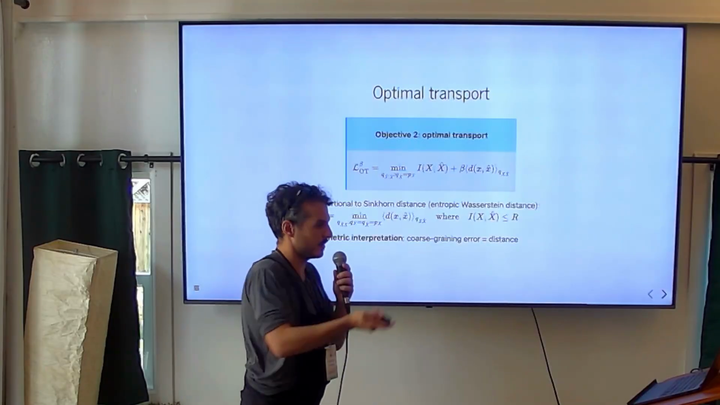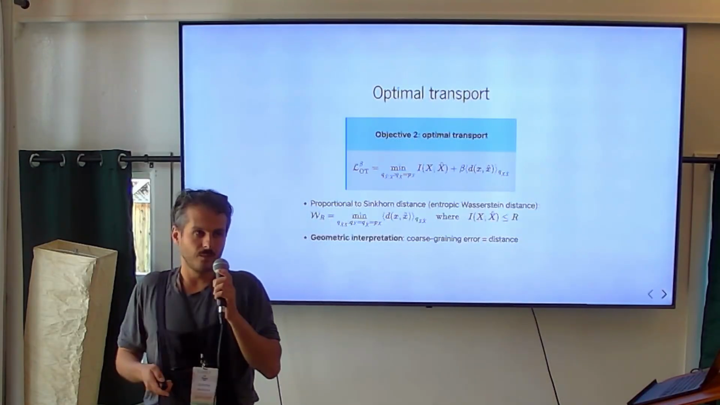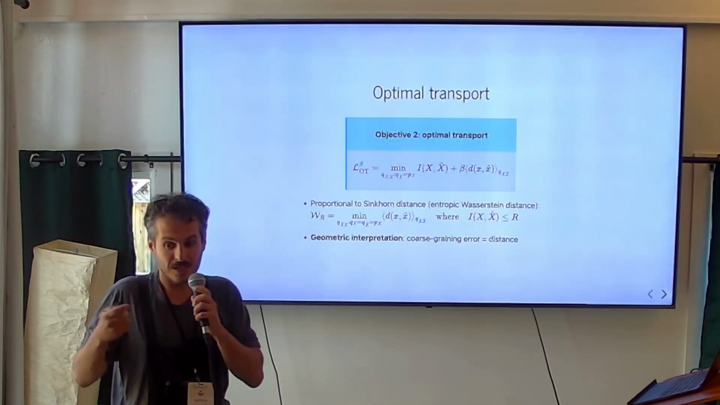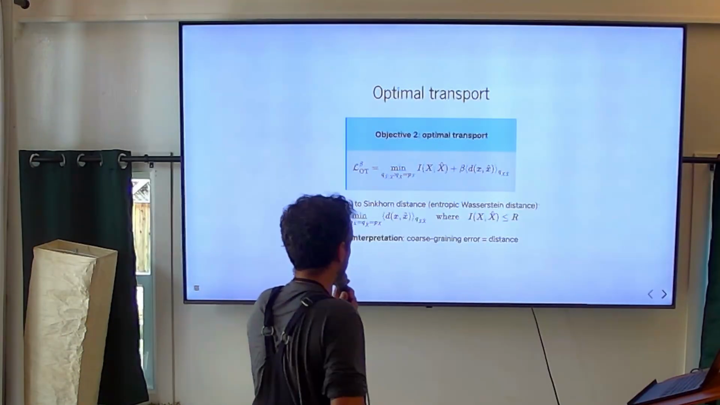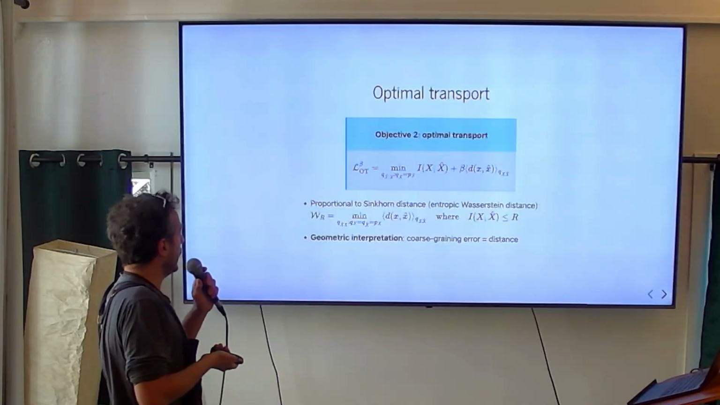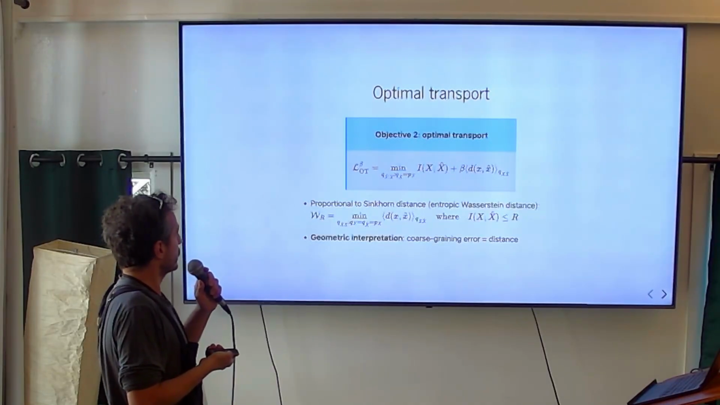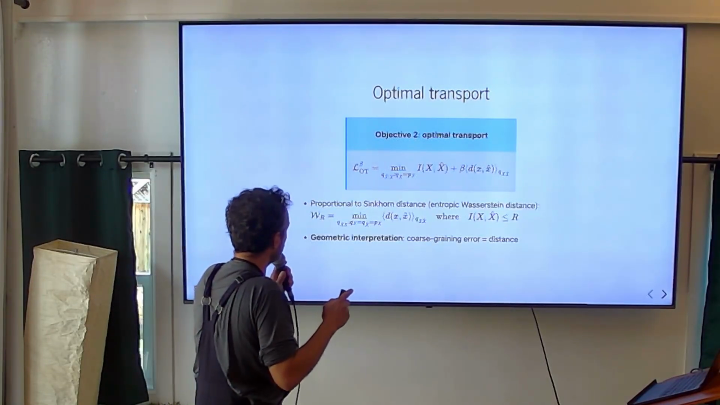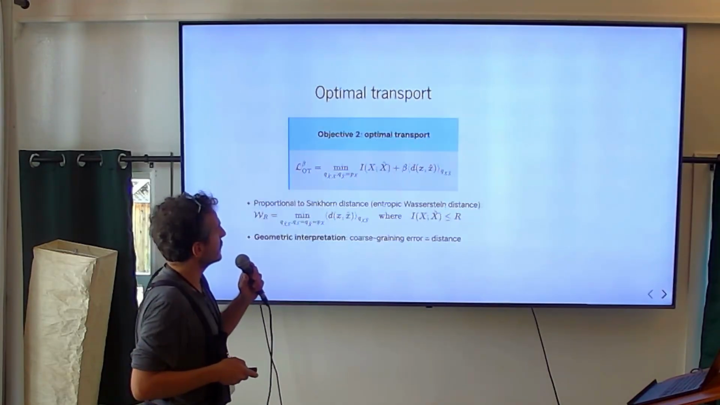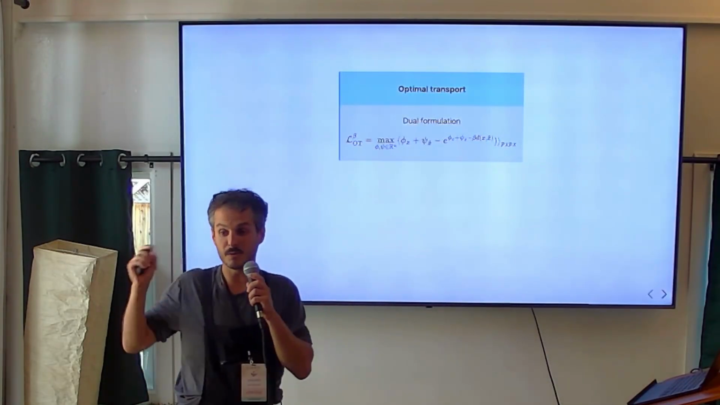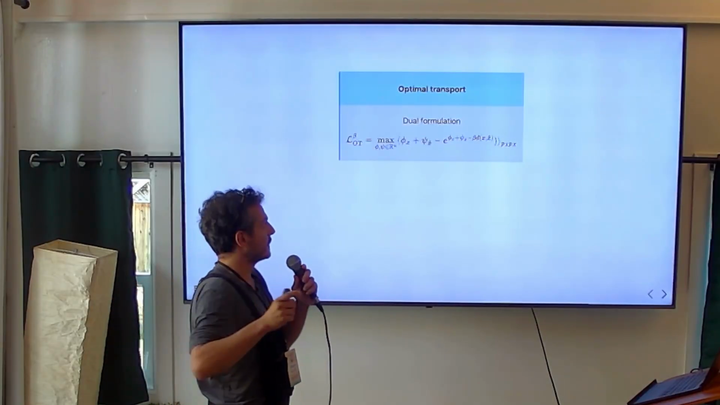And this gives us a notion of the coarse-graining error as a distance. At least the Wasserstein distance is a distance. It gives us a geometry and satisfies the triangle inequality, so it's a very interesting field. And what does that give us? One of the things it gives us is a way to write the optimization in its dual form.